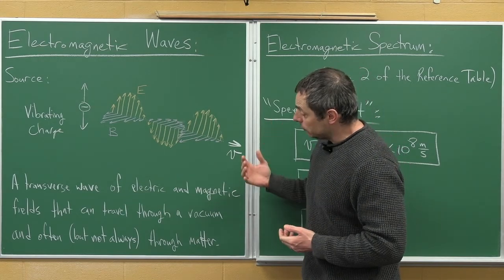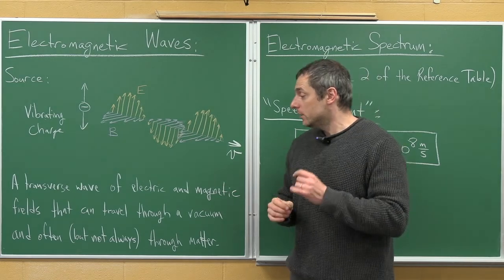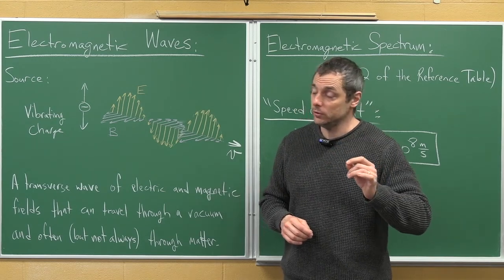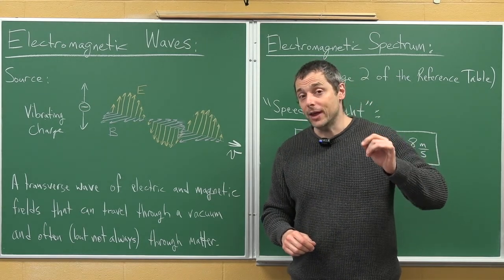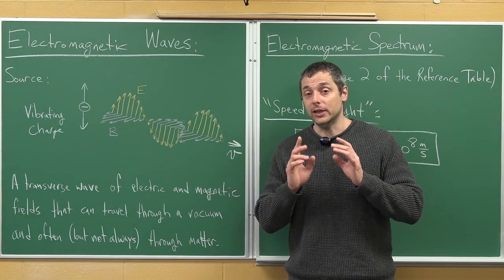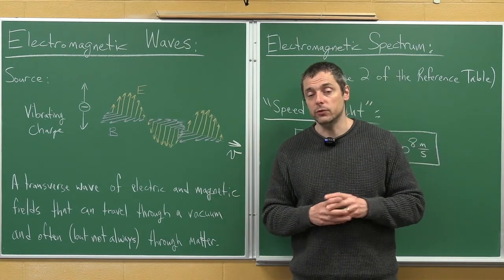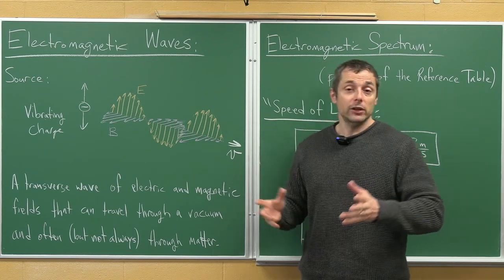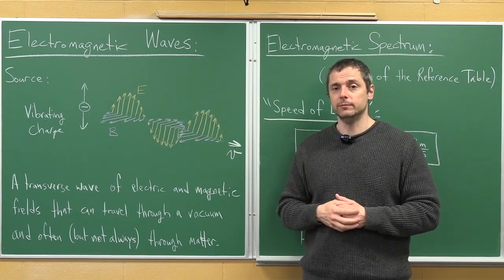So an electromagnetic wave is a transverse wave of electric and magnetic fields that can travel through a vacuum. That's the important difference between this wave and sound. Sound was a longitudinal wave. This is a transverse wave. Sound could not travel through a vacuum because sound was vibrating atoms. Here, electromagnetic waves can go through a vacuum because electric and magnetic fields can exist in a vacuum. And they can also go through matter, not always, but a good deal of the time. They can go right through matter, solid objects even at times. So let me create a pause, let you copy this down.